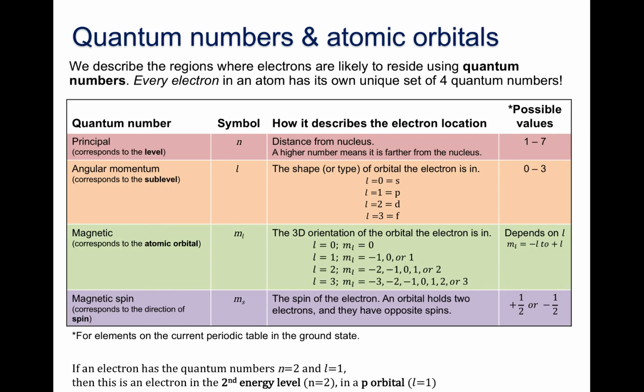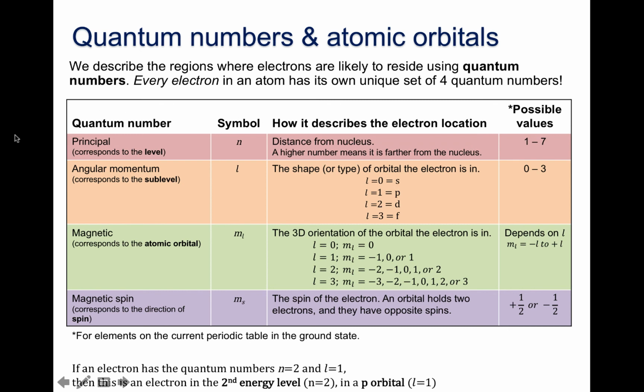Here's a not-so-brief summary of the quantum numbers and the atomic orbitals that we have talked about. There are 4 different types of quantum numbers: principal, angular momentum, magnetic, and magnetic spin. Principal corresponds to the energy level, and the possible values for those energy levels are 1 through 7. The angular momentum, or L, corresponds to your sublevel. Remember, those are your different shapes, S, P, D, or F, and the values that correspond to those sublevels are 0, 1, 2, and 3.